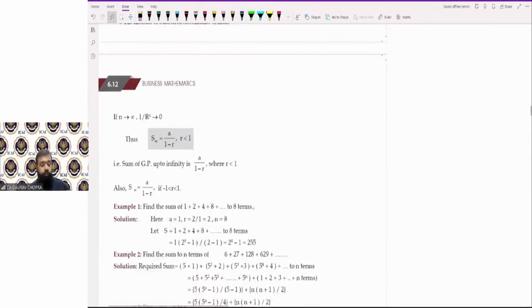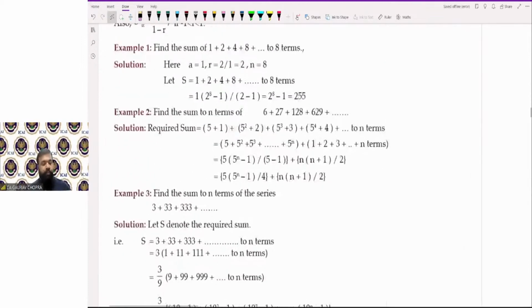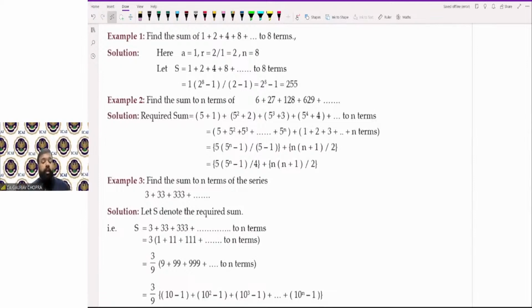Now, let's apply these formulas. Example number 1. Find out the sum of the series up to 8 terms. 8 terms तक आपको क्या करना है? सीरीज का सम कैलकुलेट करना है. तो फर्स्ट टर्म आपको पता है 1, second term is 2, then 4, and then 8. So these are the 4 terms. Now, you have to find out the sum up to 8 terms.